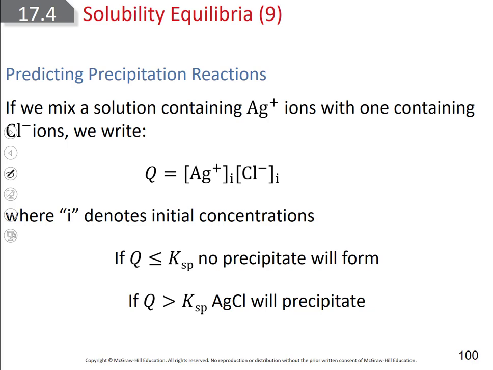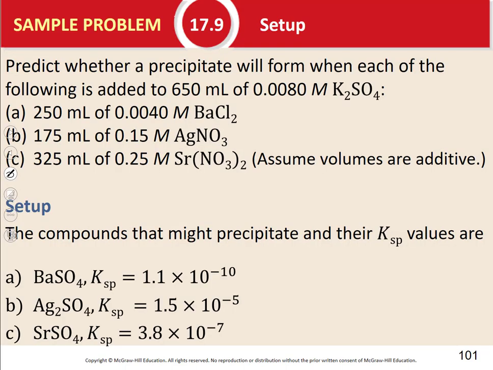And then I just means whatever its initial concentrations were. So let's try this out. For the following solutions, we're going to predict whether or not a precipitant will form when I add them to 650 milliliters of 0.008 molar potassium sulfate. So the first thing we're going to need to do is determine, if a precipitation forms, what is it that's being formed that is insoluble?